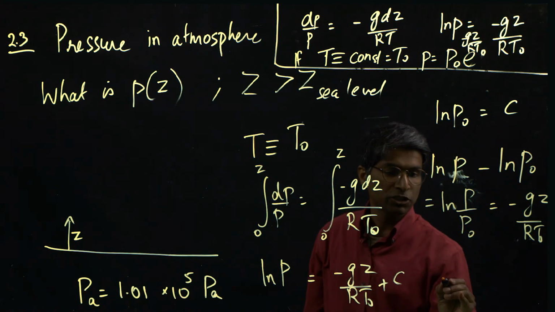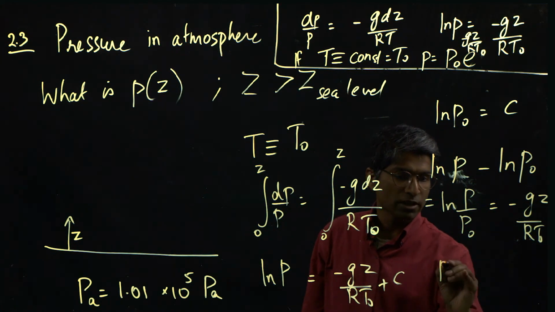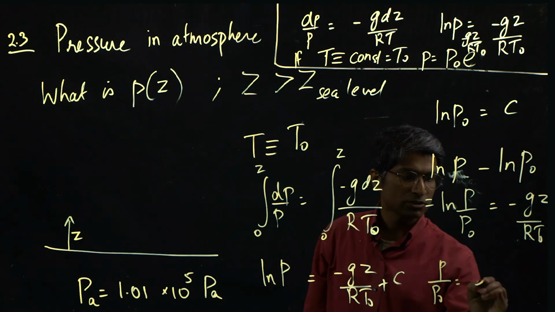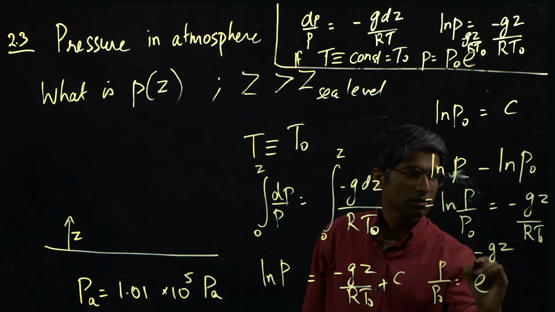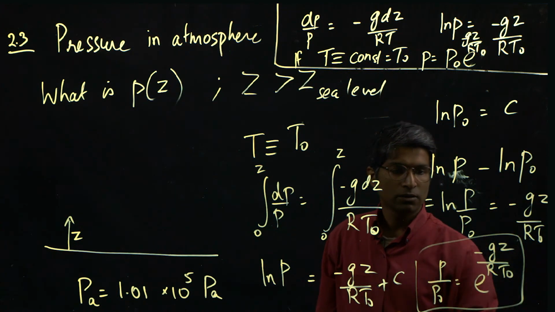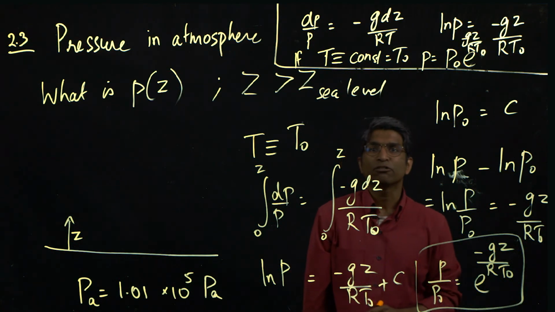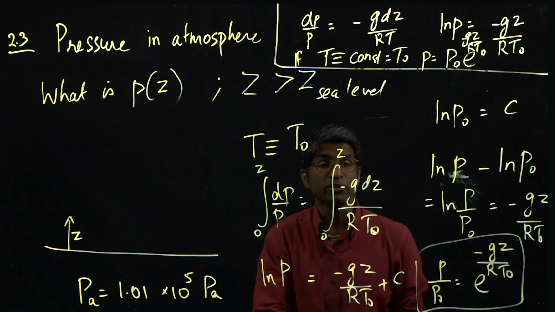Now I take the exponential of both sides, and I get P over P naught is e to the minus gz over R T naught. So that is the kind of problem you will encounter in quizzes and midterms as well.